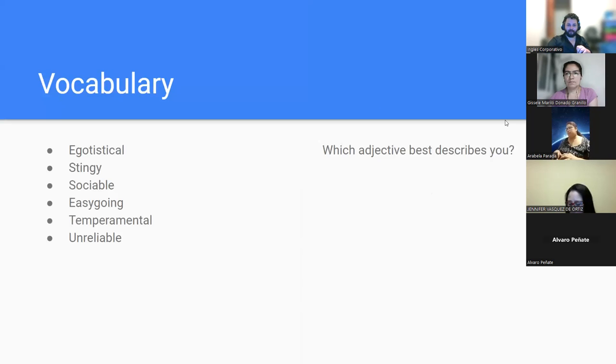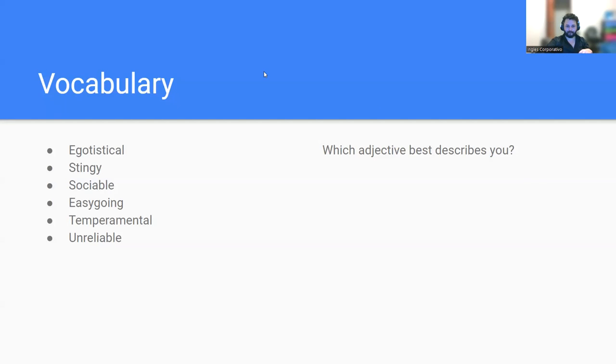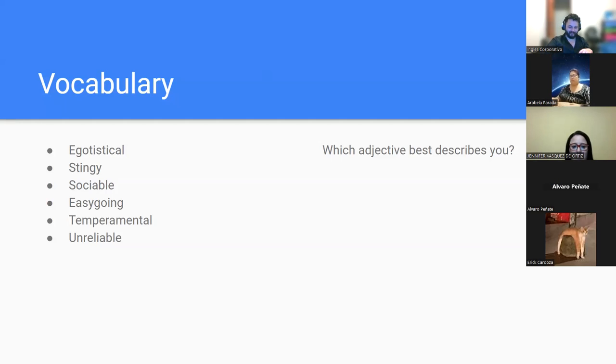Now, before we get started, guys, let me ask you something. Which adjective best describes you? We're going to get some vocabulary out of the way first. Are you egotistical? Repeat, guys: egotistical. Ego, right? Someone egotistical is... who is someone egotistical in your life, guys? Egoísta. Yes, thank you for the translation. But who is someone egotistical in your life? Now we know it means egoísta, right? That is correct. Okay. Someone stingy. Let's see, Arabella, who is someone stingy in your life?